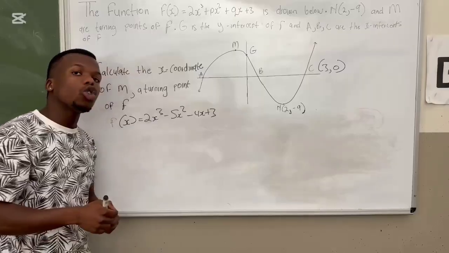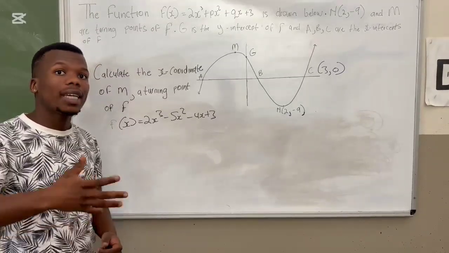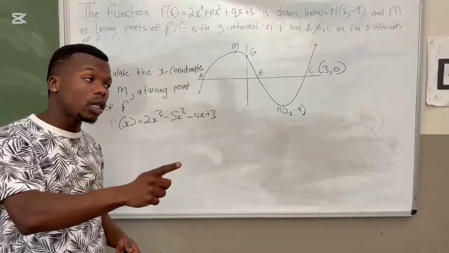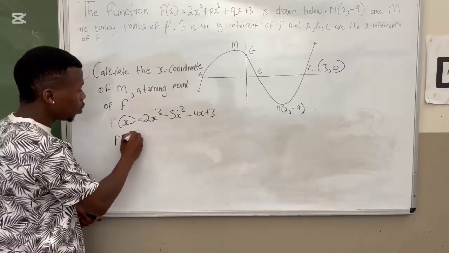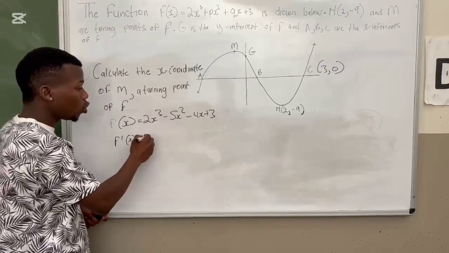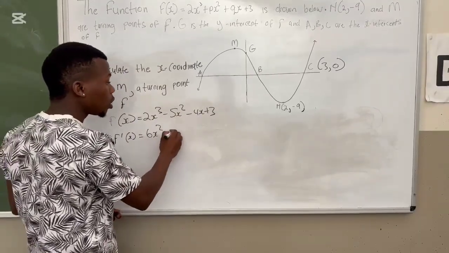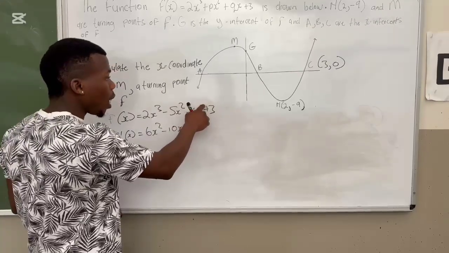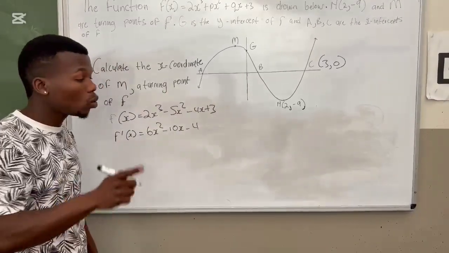How do we calculate the coordinates? We derive and equate to 0 and solve for the xtp, which is the x coordinate of the turning point. In other words, the first derivative here will be 3 multiplied by 2, which is 6x squared, 2 multiplied by negative 5, which is minus 10x, 1 multiplied by negative 4, which is minus 4, x to the power of 0 is equals to what?